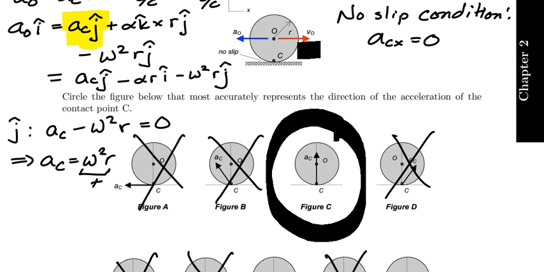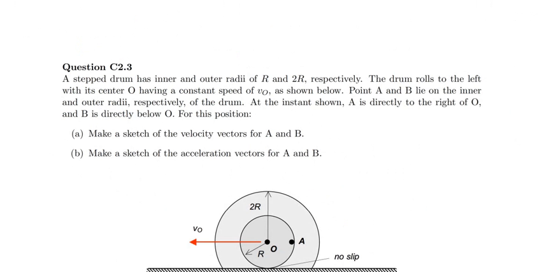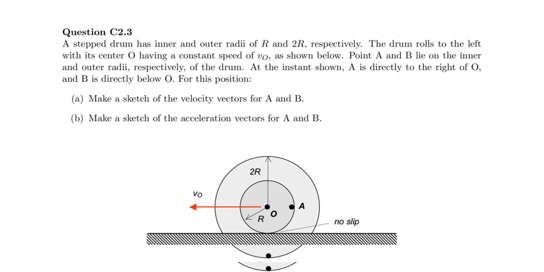Okay, so hopefully you got that one as well. Let's keep moving along here. Here in this problem, question 2C, we have a stepped drum which has inner and outer radii of R and 2R respectively, and we're told the drum moves to the left with its center O having a constant speed of v0 as shown in the diagram.